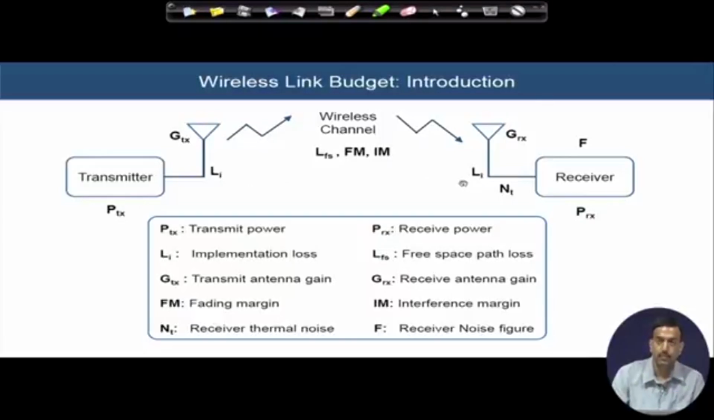So basically, link budget is a calculation that enables us to design a wireless communication system given the parameters of the system, some of which are included over here. So let us proceed and see how this calculation is basically done.